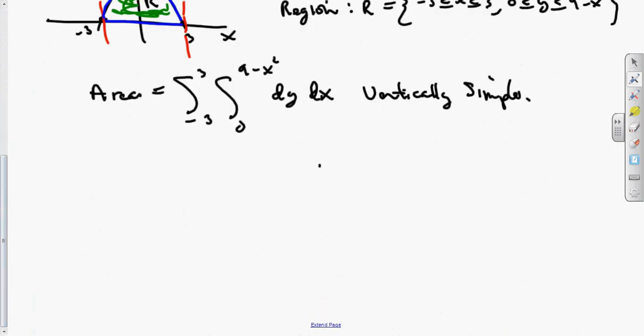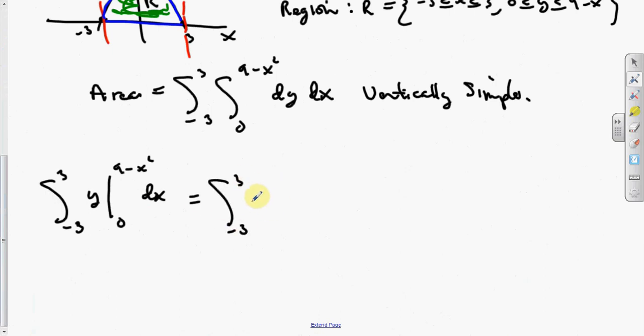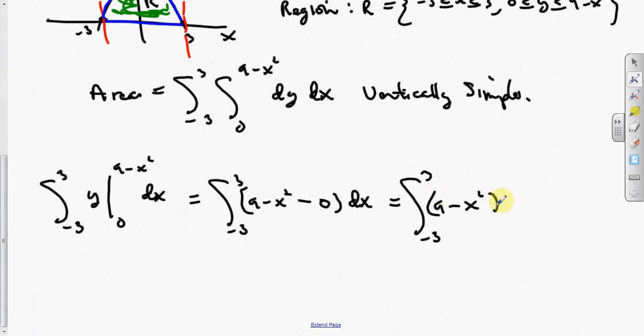So now we integrate that. So this is -3 to 3. Integrate with respect to y, so it just becomes y, then evaluate it from 0 to 9 minus x squared dx. This is the integral from -3 to 3. Evaluate y at 9 minus x squared, then evaluate y at 0, we just get minus 0, right, times dx. This is the integral from -3 to 3 of 9 minus x squared dx.